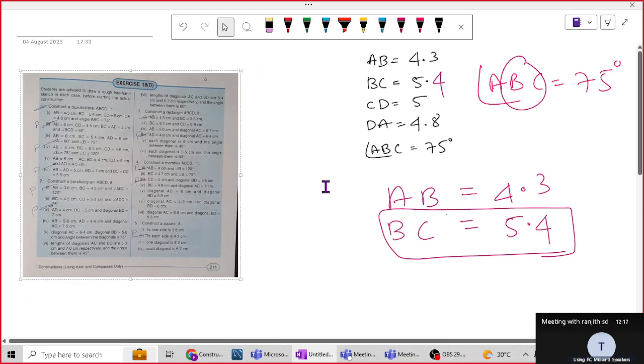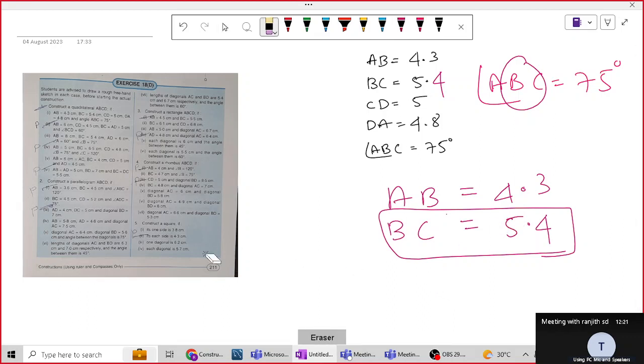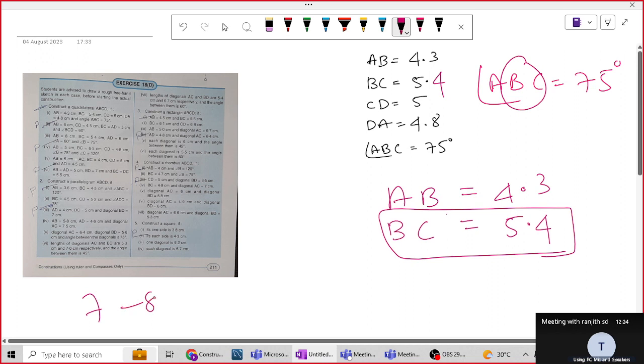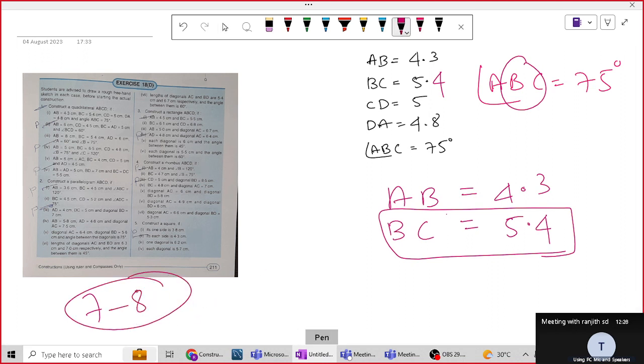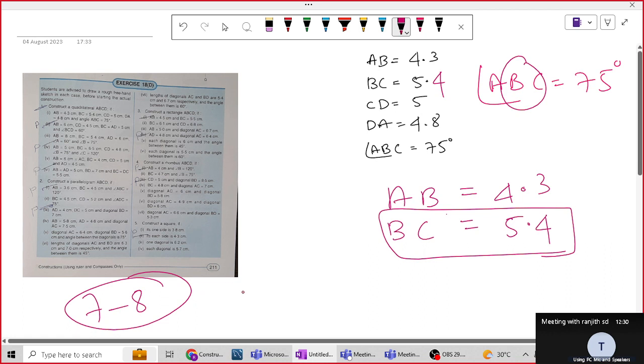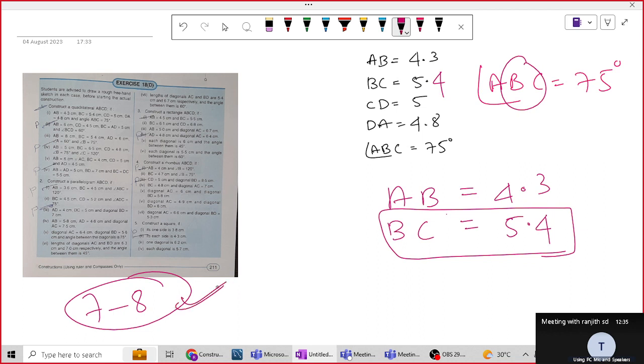Draw a baseline, students. Take BC as 5.4. I want all of you to do this. This chapter, you'll get 7 or 8 marks for your final exam. Definitely 7, two questions for 4 marks. You can easily score 7 to 8 marks from the construction chapter. This is the exercise you'll have, 18D. In the first main you'll have 3 questions, second main 2, third main 2 questions.